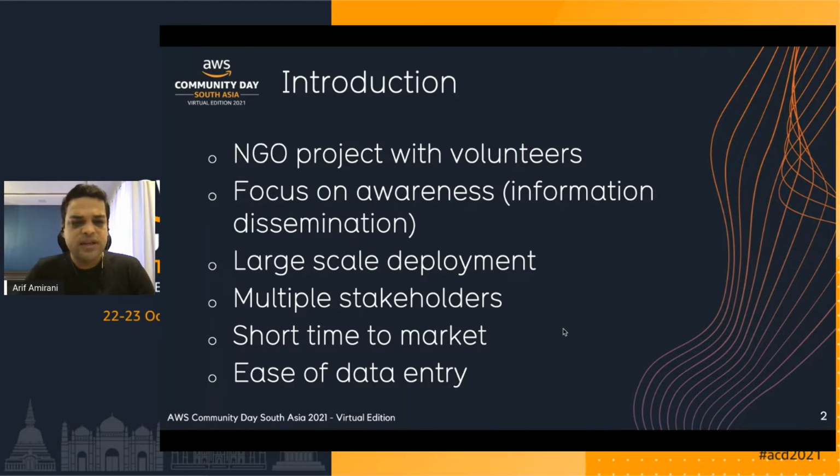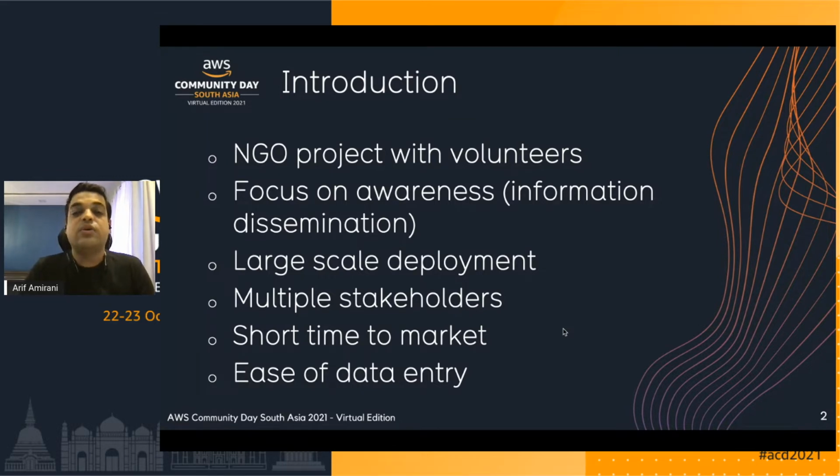We were working with an NGO, and they came up with a few requirements. First, we had to work with volunteers. Our entire project was to work with several volunteers, and these volunteers weren't very technically savvy. The other thing was that the focus was only sharing information, so there was a lot of emphasis on reading information. We also knew that this could get very large, that it could go across the country, which it did.